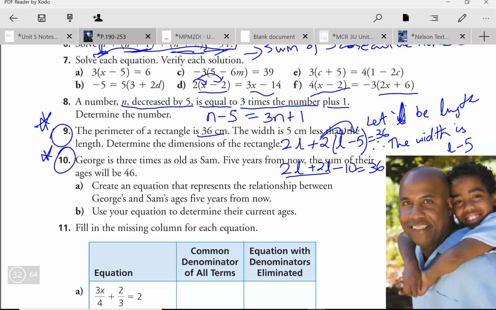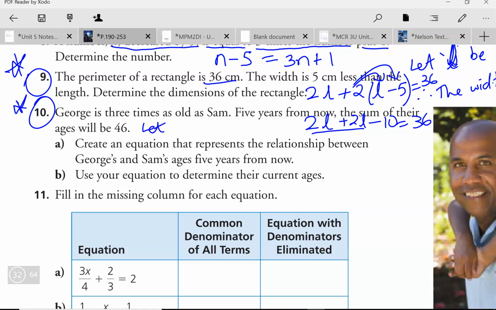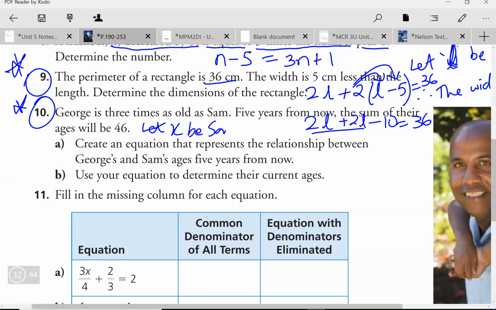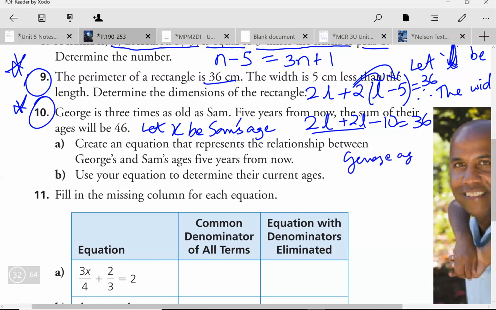George is 3 times as old as Sam. 5 years from now, the sum of their ages will be 46. So let X be Sam's age. It's always useful to pick the younger person as the variable, I find, because you're doing multiplication and addition to find the other ones instead of subtraction or division. So George's age is 3x right now, that's today.